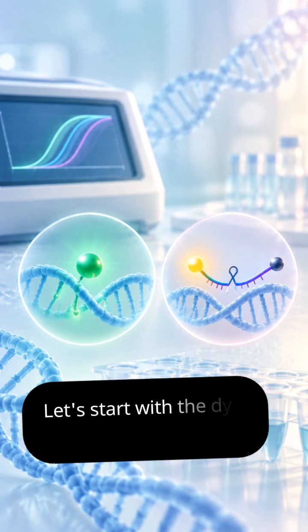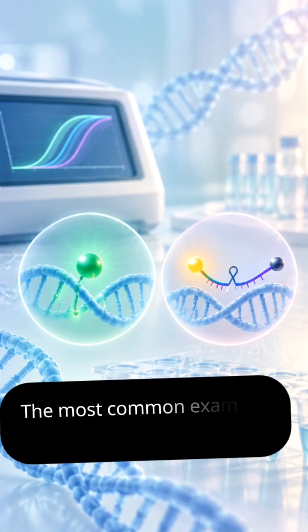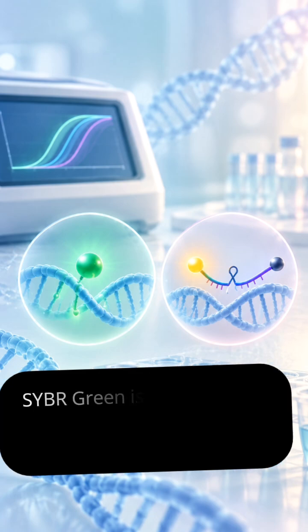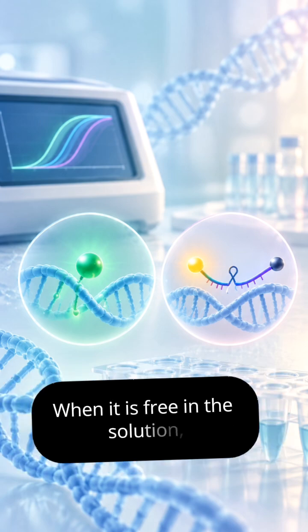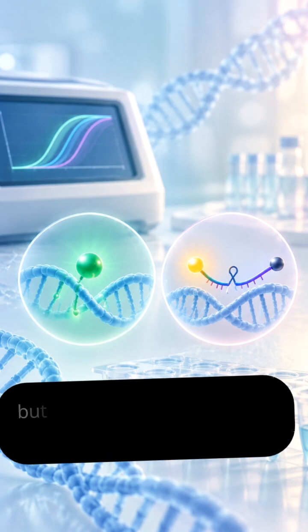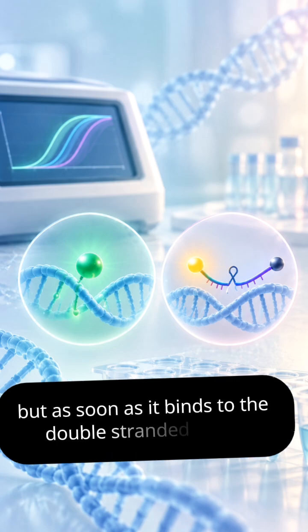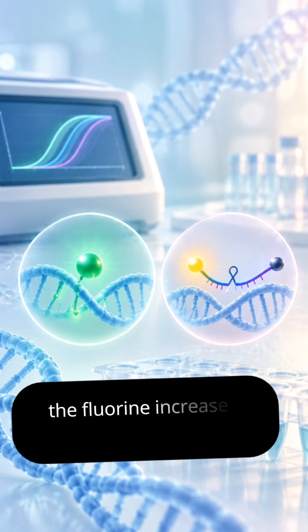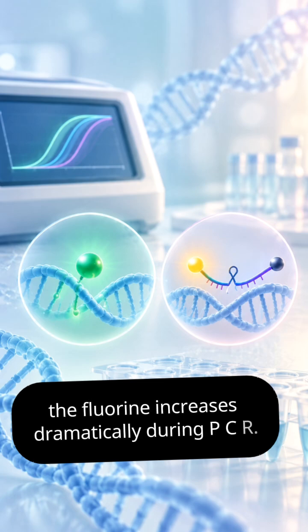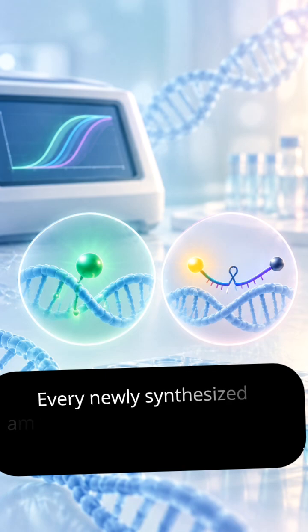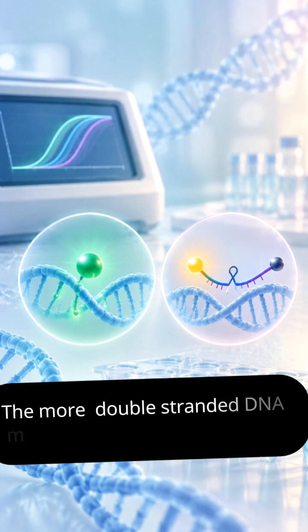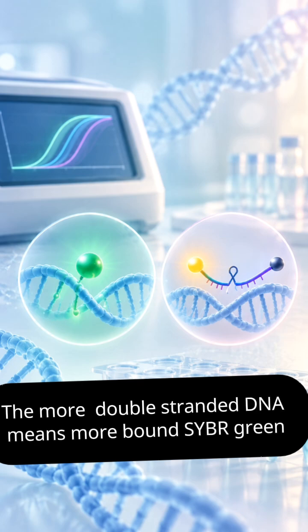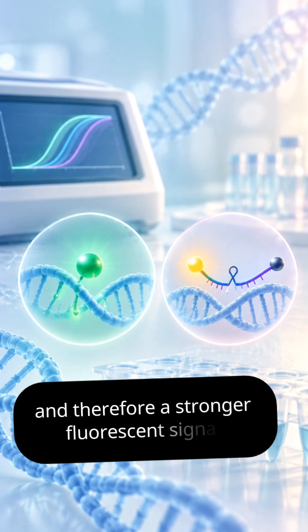Let's start with the dye-based detection. The most common example is the SYBR Green. The SYBR Green is a fluorescent dye that binds to the double-stranded DNA. When it is free in the solution, the fluorescence is relatively weak, but as soon as it binds to the double-stranded DNA, the fluorescence increases dramatically. During PCR, every newly synthesized double-stranded amplicon creates more binding sites for the dye. The more double-stranded DNA means more bound SYBR Green, and therefore a stronger fluorescent signal.